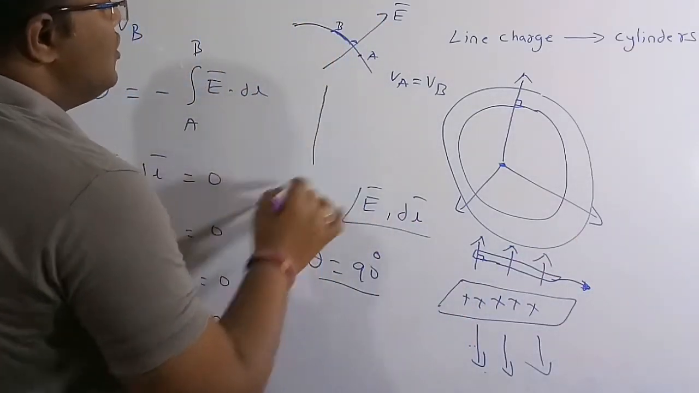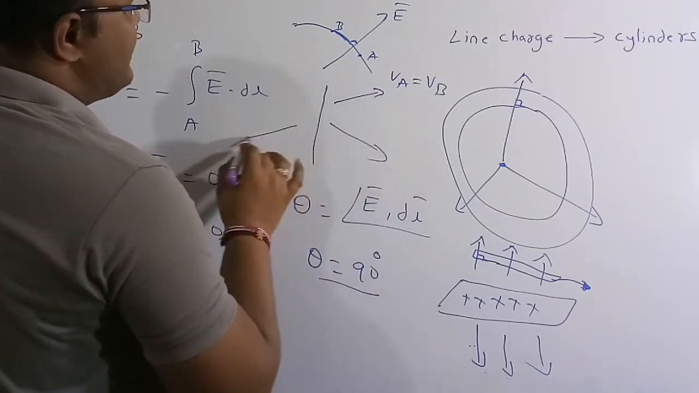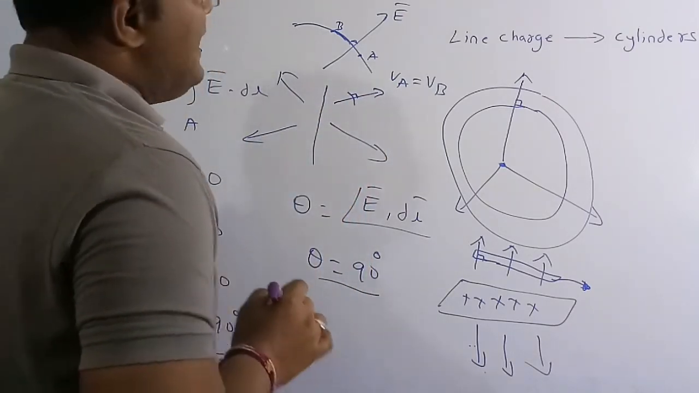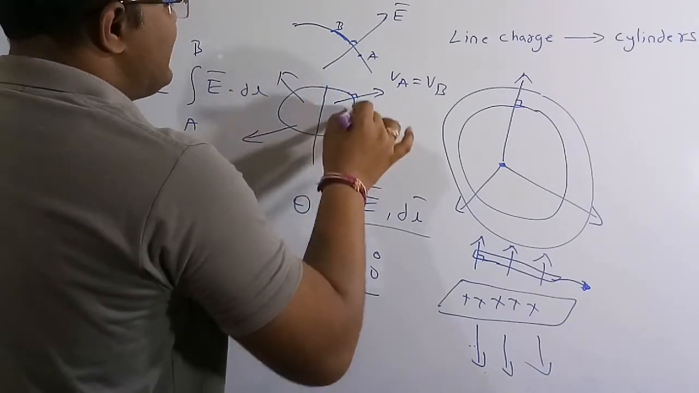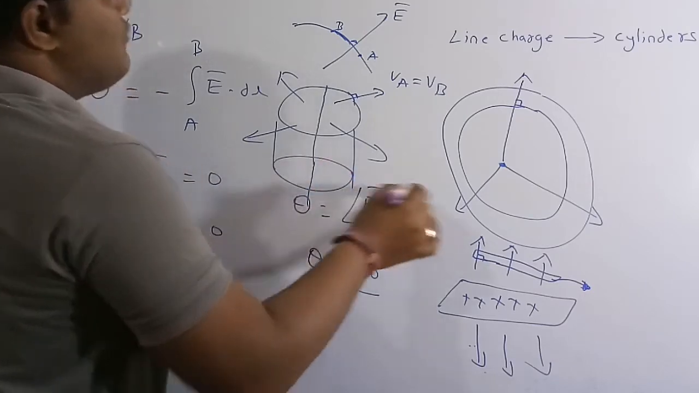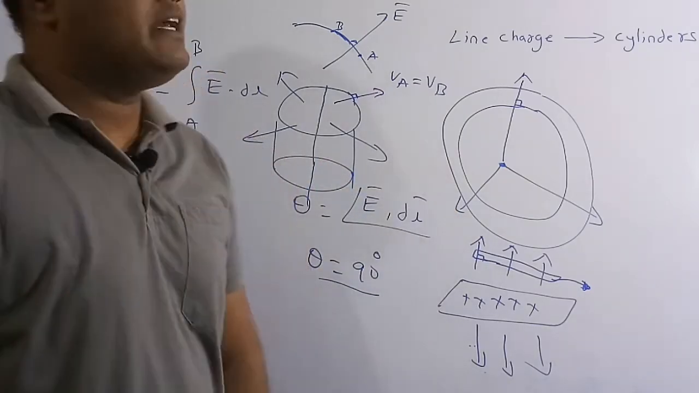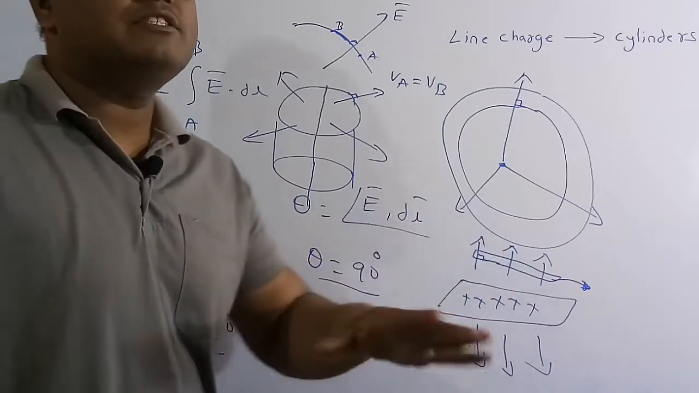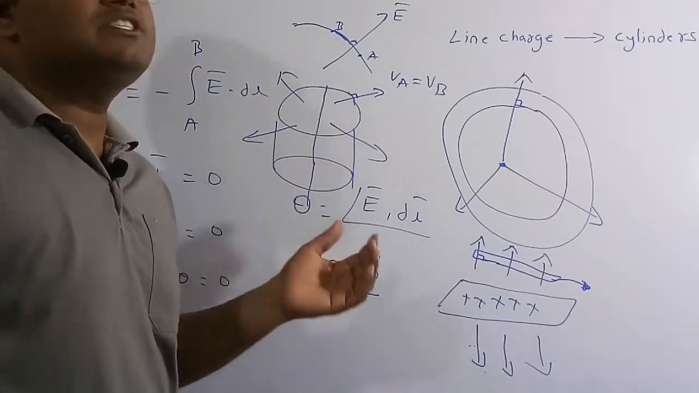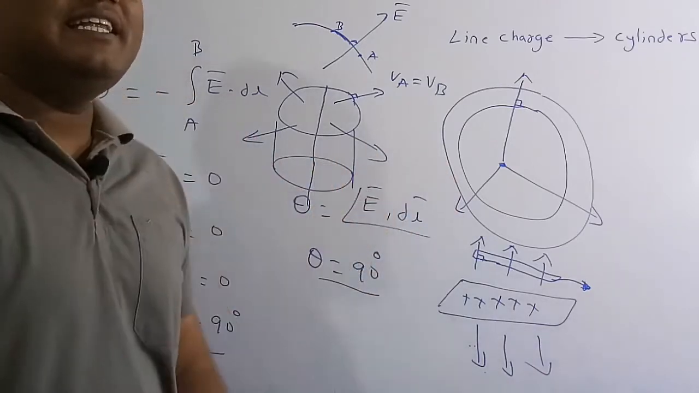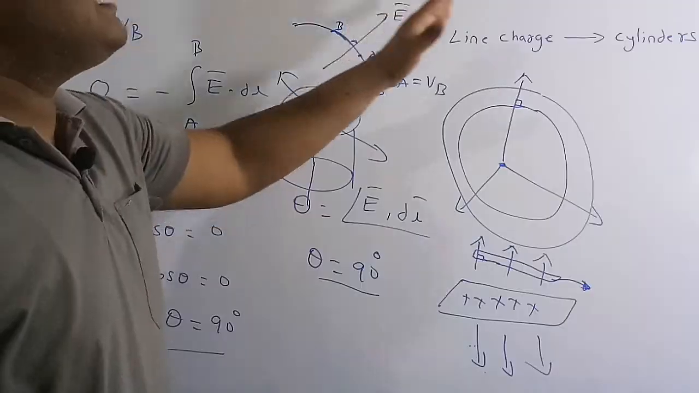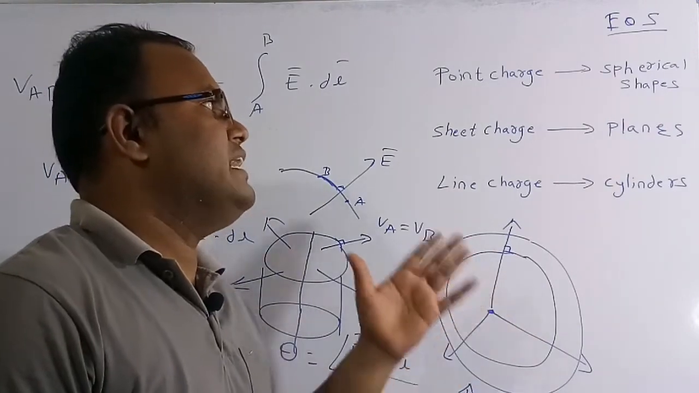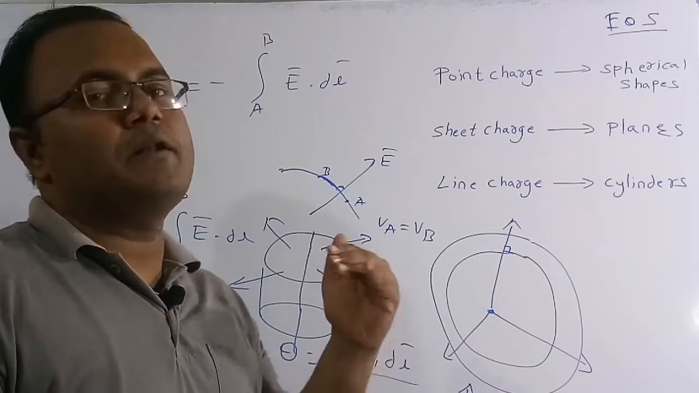Suppose you take a line charge. The line charge is going to radiate the electric field, so I have to move perpendicular to this electric field, then only will I get an equipotential surface. If you draw all these, we get concentric cylinders. So for a point charge the equipotential surfaces are spheres, for a sheet charge they are planes parallel to the sheet, and for a line charge they are concentric cylinders. So the angle between the electric field and the equipotential surface is always perpendicular.